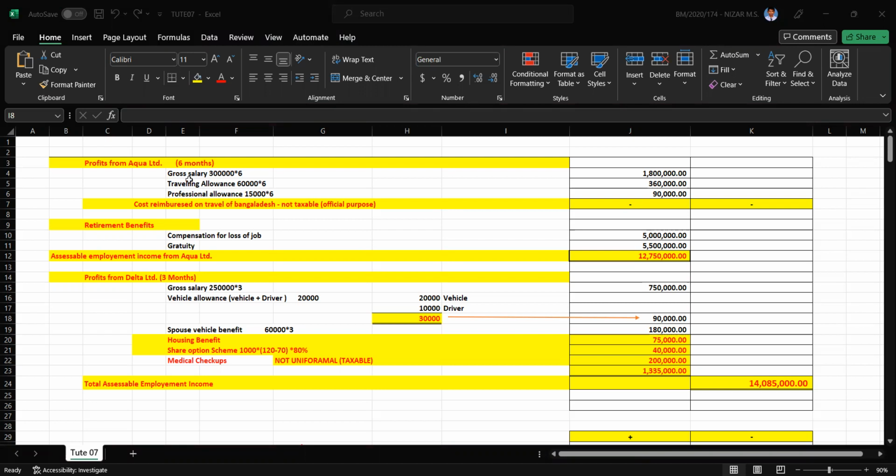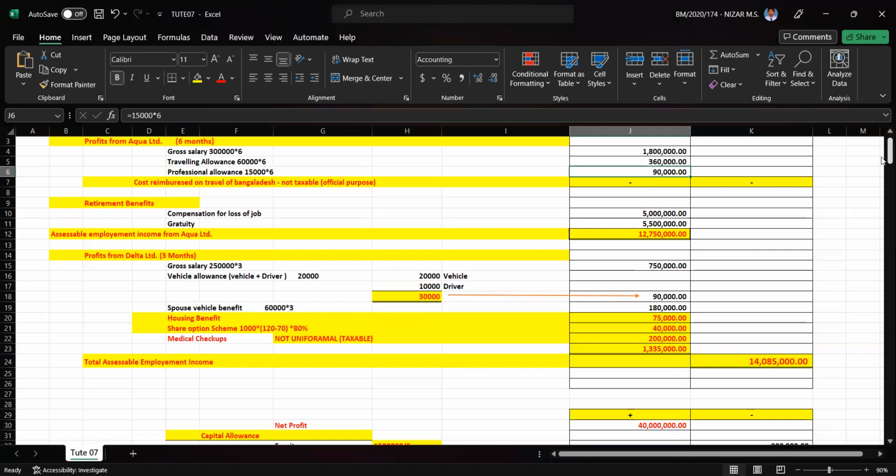Here you can see the gross salary, 300,000 times 6, 1.8 million. Traveling allowance 600,000 times 6, 360,000. Professional allowance 15,000 times 6, 90,000. After that, there is the reimbursed travel expense for Bangladesh. Those are not taxable because they are for the benefit of the employer's office, not the employee's personal travel. So we can't tax those things.